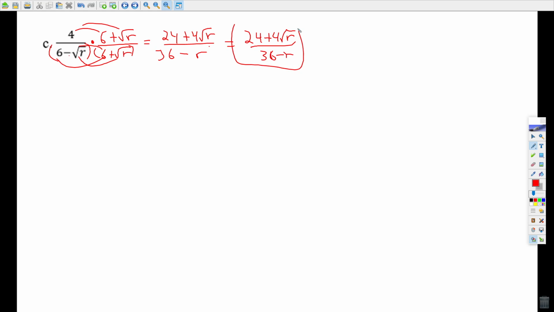I don't even know why I rewrote it. I mean, that's the answer. You could divide everything here by 2 if you wanted to, or even 4. The problem is this cannot be divided by 2 or 4. So you really can't go any further with this problem. That's it.